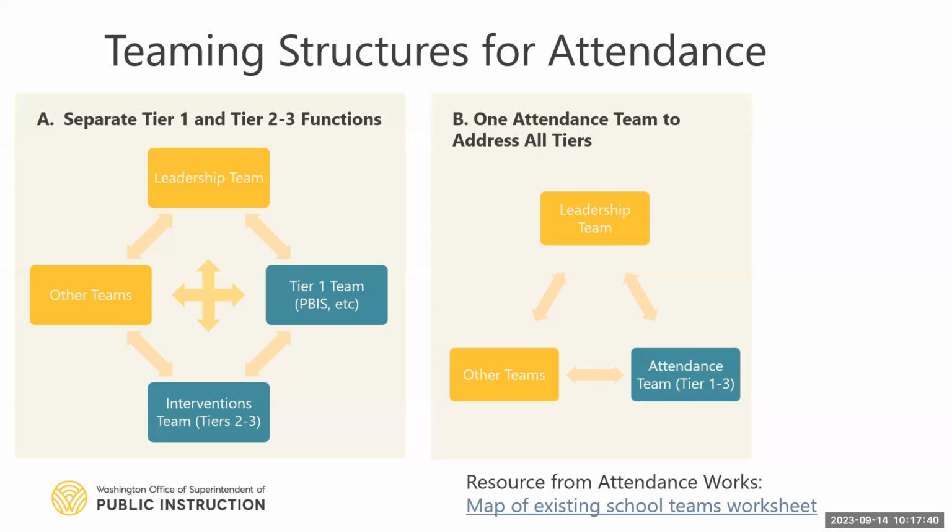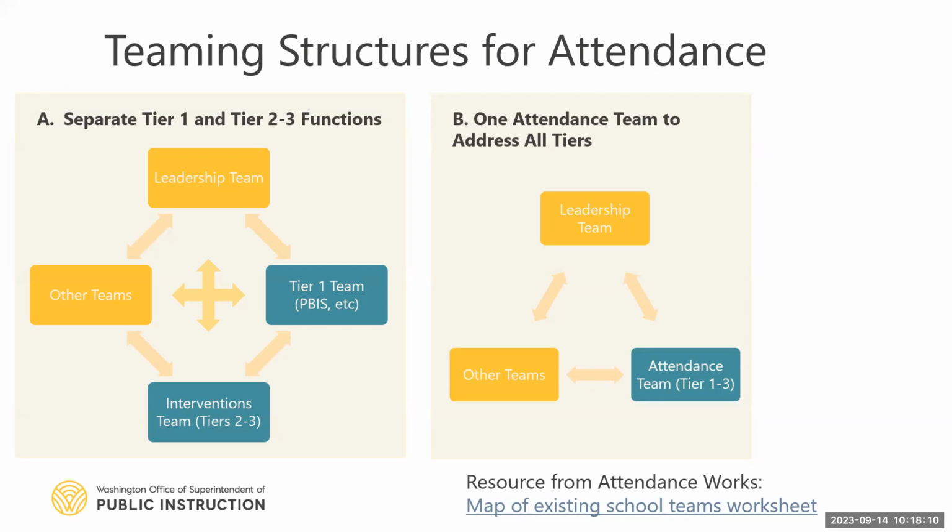So in one iteration that we've seen, there's a tier 1 team, such as a PBIS team, or they might call it tier 1, and their focus is on universal prevention. And then there's a separate team, maybe that's focusing on tier 2 and 3. One of the advantages of that is having a more narrowed focus can make it easier to move forward as a team and implement things more quickly because you're all aligned in your vision and what you're supposed to be doing. A challenge with this can be communication and syncing the work between the tiers.